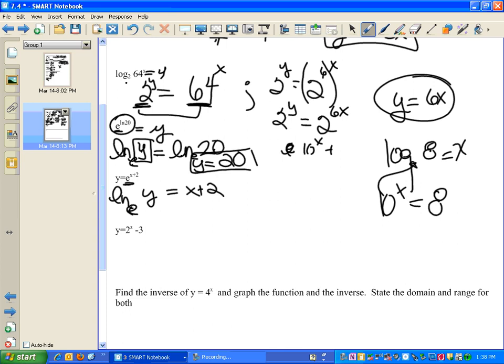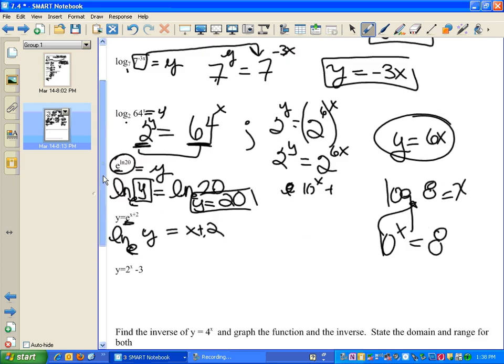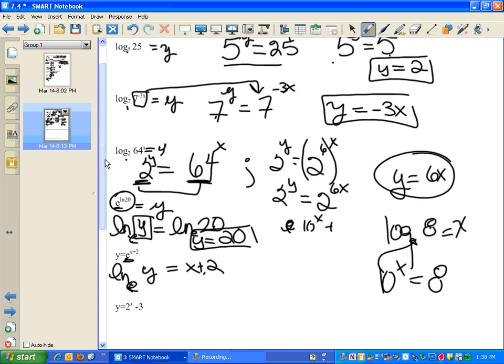If we're writing in a log, this is our base, this is our answer, this is our exponent. What's the base? No, that is a log. That's the way you write log when the base is e. This is the way you write log when the base is something other than e. They both say log. This is natural log, Rachel. This is just log.